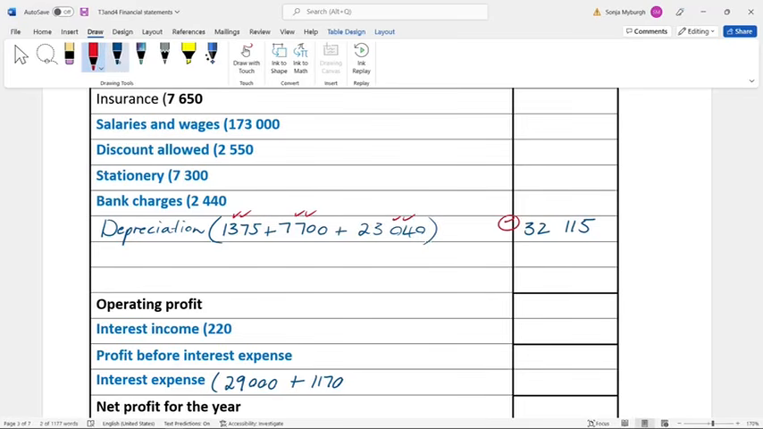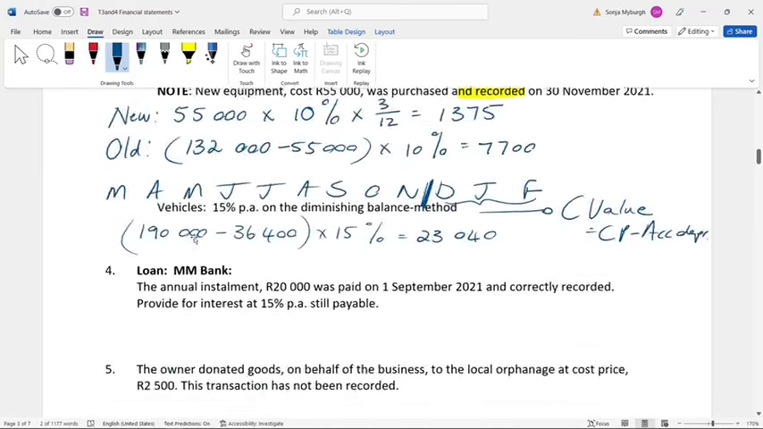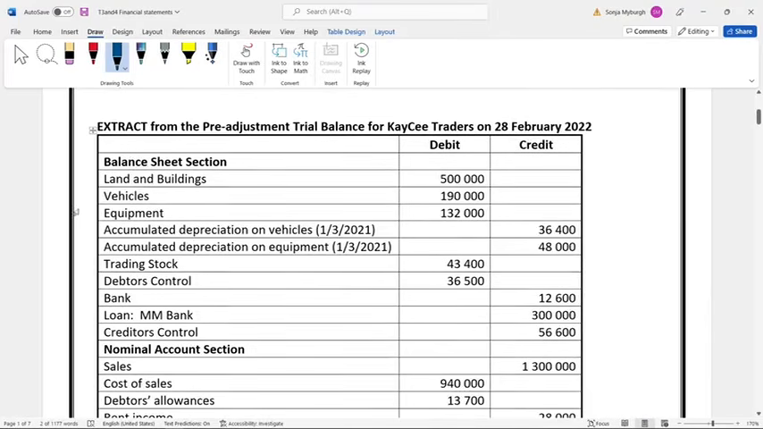Now in grade 10, this can earn you up to 7 marks. So please make sure that you show your calculations. Yes, you can calculate it somewhere on the question paper, but when you answer this on your answer sheet, make sure you write it next to depreciation and write the 3 separate amounts. Depreciation is something that we're going to do in grade 11 and grade 12, so make sure that you understand it in grade 10. Just to show you, vehicles, that was the 190,000 minus the 36,400 accumulated depreciation.